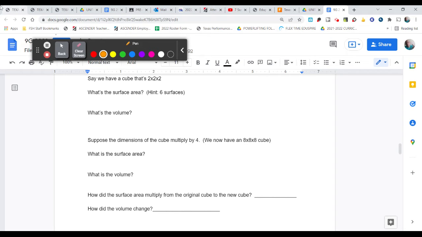What would be the surface area of a cube that's 2 by 2 by 2? It has 6 surfaces. They're all squares. It'd be 24. It'd just be 2 times 2, right? So there's 6 squares, each square is 2 by 2. 2 by 2 is 4, right? We're talking about the surface area, adding all the surfaces up. So we have 6 squares that have an area of 4. Okay. What would the volume be if it's a cube that's 2 by 2 by 2?